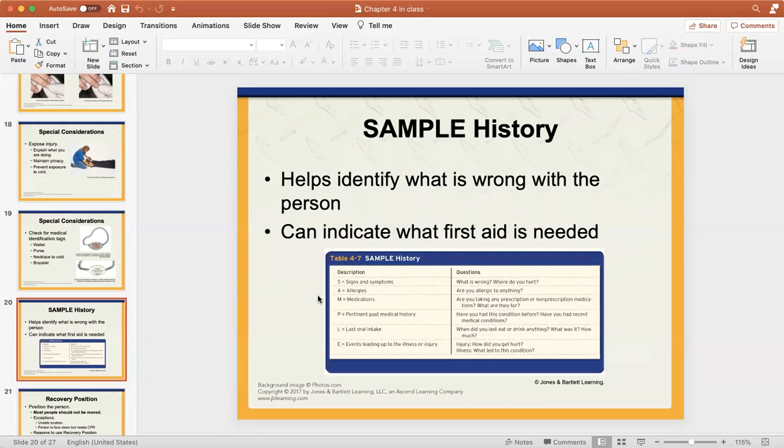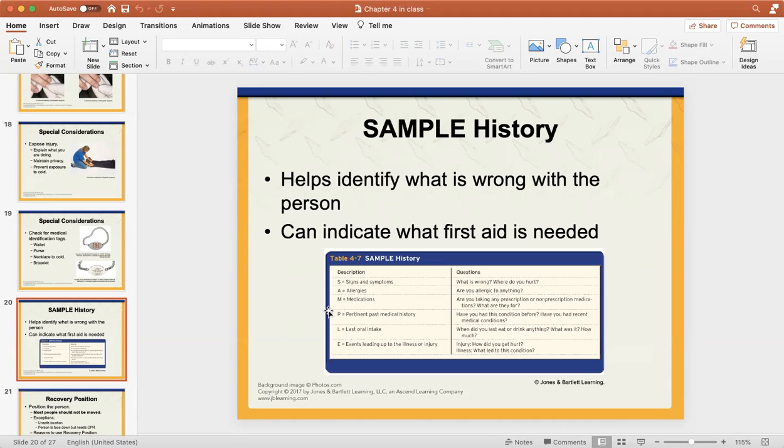A stands for allergies. So are they allergic to anything? If we're thinking something along the lines of nut allergies, then maybe they can tell you, yes, I ate some nuts, I had some almonds, peanuts, anything like that, then you know that they're having an allergic reaction.